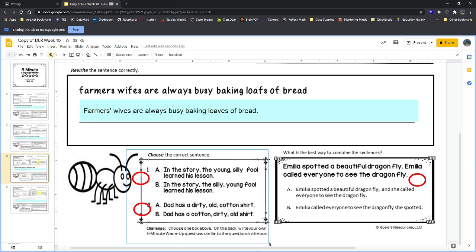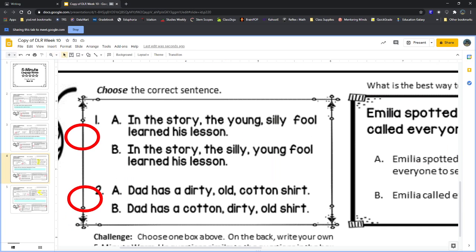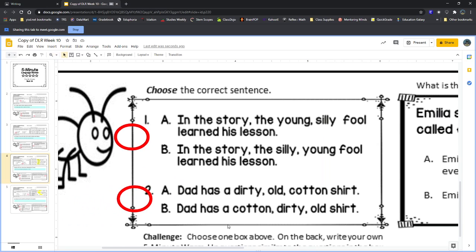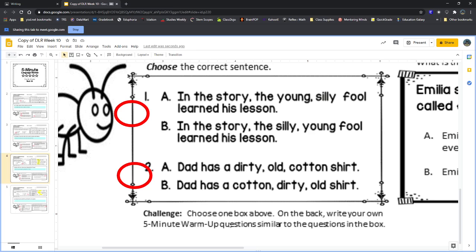Let's look at the next part. We've got two sentences with a couple of adjectives in them, and we have to pick the sentence that puts the adjectives in the right order. Choose the correct sentence. We have, in the story, the young silly fool learned his lesson. Or, in the story, the silly young fool learned his lesson.